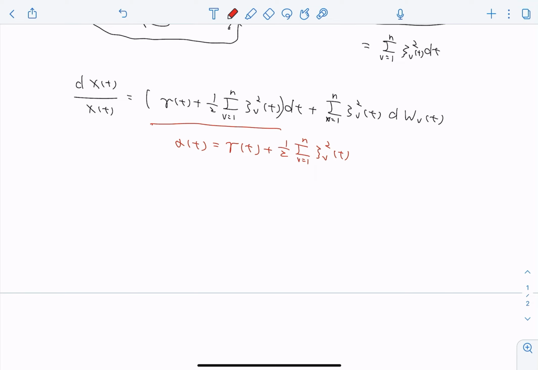I think that is enough for the definition of stocks.